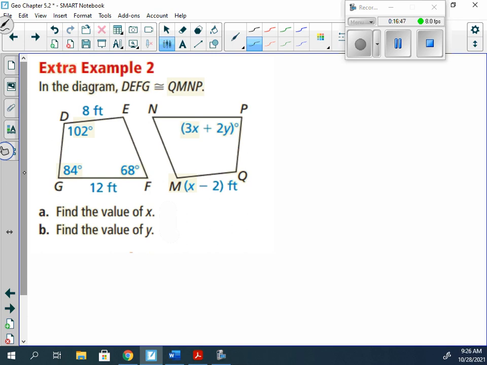So it's going D, E, F, G is congruent to Q, M, N, P. Now, we know that the order of this matches, that they're going in the same order of what's congruent. So what did it go from D to E? So this segment would be the same as Q to M. Those two would be the same, yes? Then we went from E to F, and then this went from M to N.